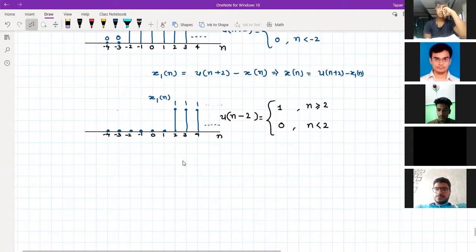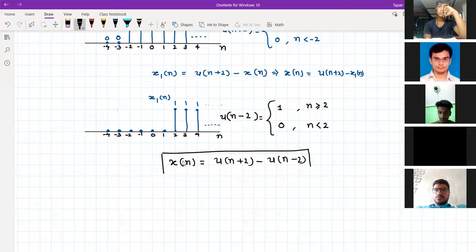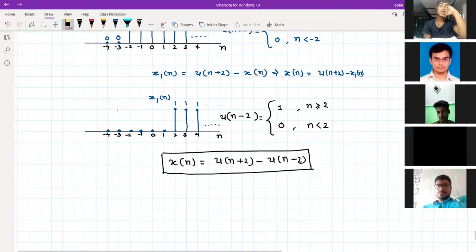So I can write the answer as x of n is equal to u of n plus 2 minus u of n minus 2. And that is my answer. Understand? So instead of writing x1 of n here, you can put simply u of n minus 2. Is it clear?